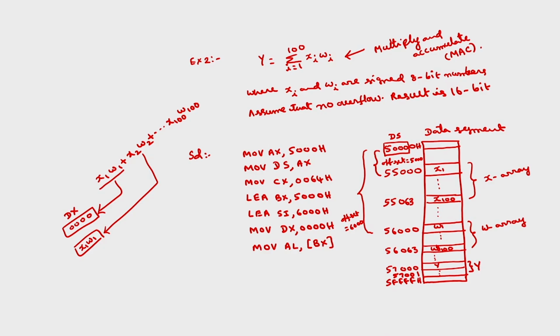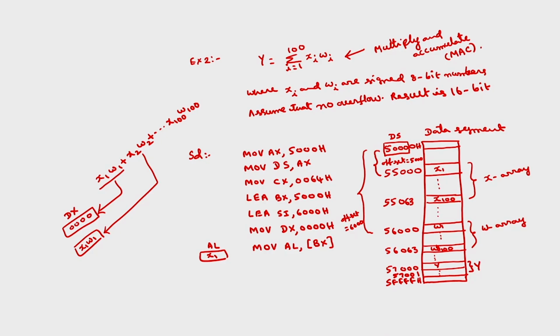This instruction will take x1. BX is pointed to the offset of 5000. With the offset of 5000, what value is there? x1. So, after the execution of this instruction, AL will be loaded with x1. I have to multiply this with w1. So, w1 is there in the location whose offset is 6000, which is pointed by SI.